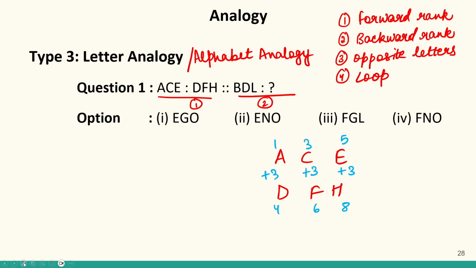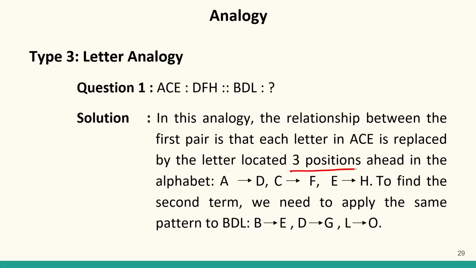So we have to do the same thing for BDL. If I move 3 positions forward from B, I'll get E. If I move 3 positions forward from D, I'll get G. And if I move 3 positions forward from L, I'll get O. So my answer will be option number 1, EGO. That is your correct answer. So here you can see we are moving 3 positions ahead.